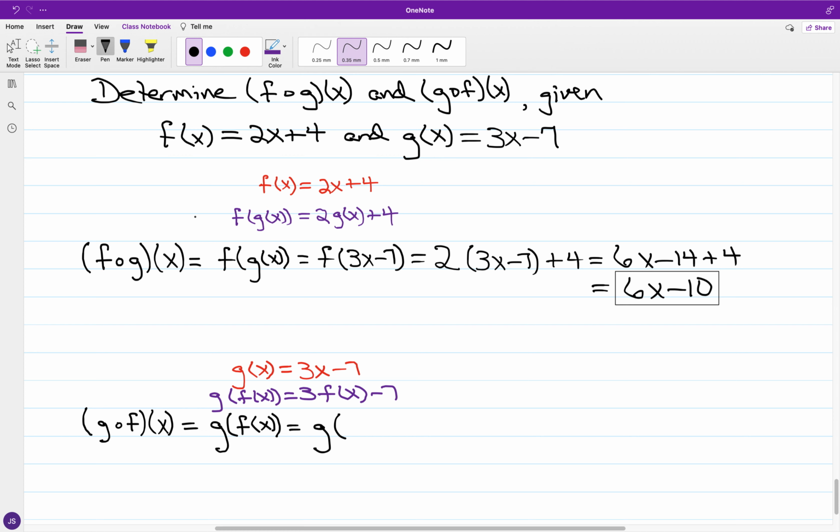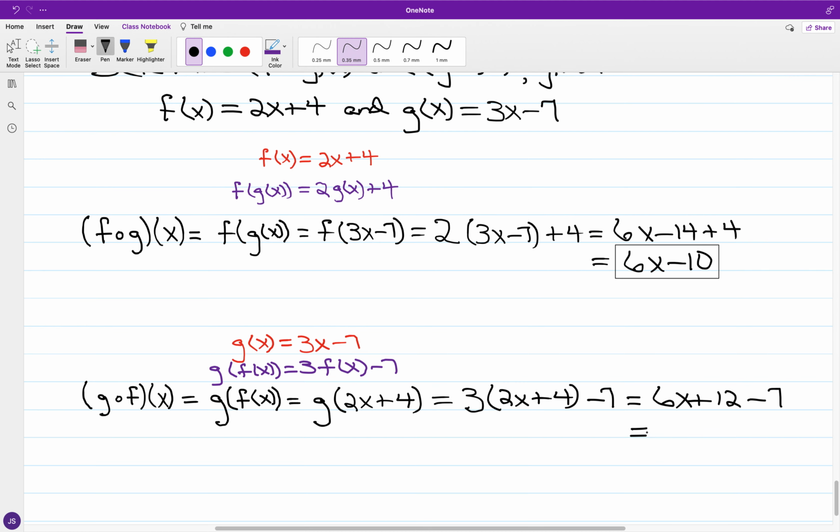So we're going to have g, and again f of x is 2x plus 4. So we got 3 times the input, once more, with the input now at 2x plus 4. We have 3 times that binomial minus 7, and upon distributing, we have 3 times 2x plus 4, so this would be 6x plus 12, followed by the subtraction of 7.